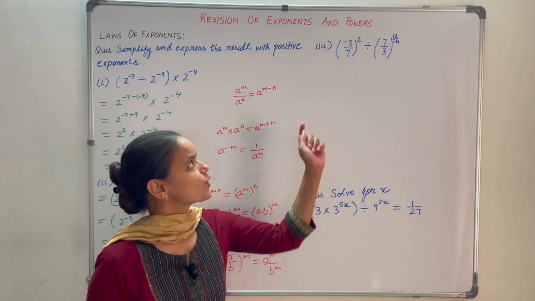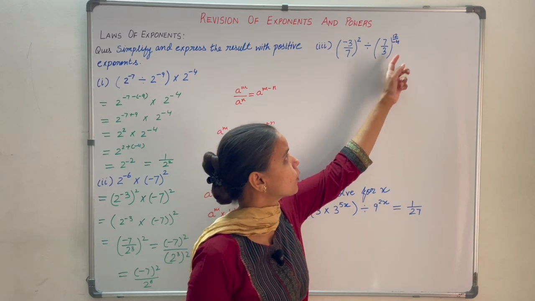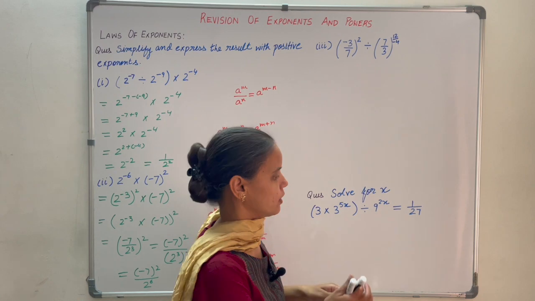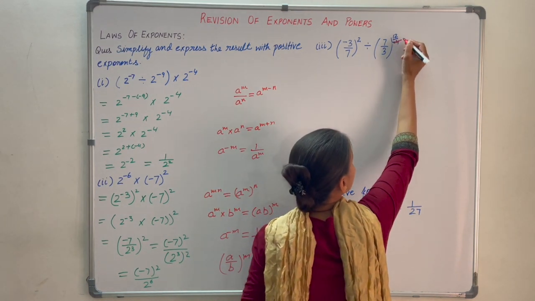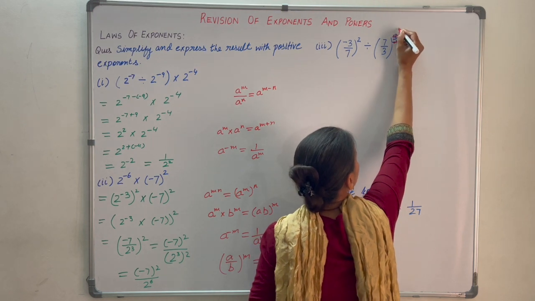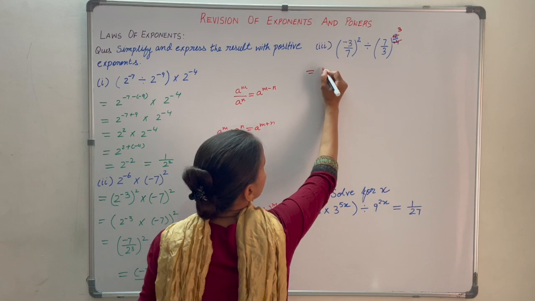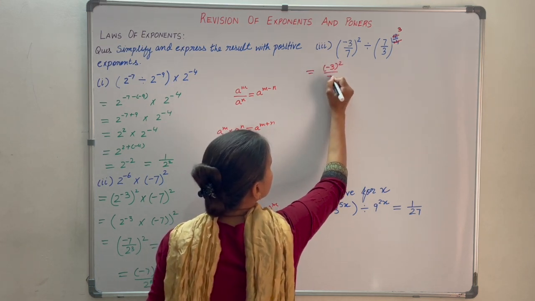Now let us take this question. (Minus 3 upon 7) whole square divided by (7 upon 3) whole raised to the power 12 upon minus 4. You can simplify this power further by dividing both numerator and denominator by 4. So in the denominator you get minus 1, in the numerator you get 3. So I am going to rewrite this as (minus 3) whole square upon 7 square.